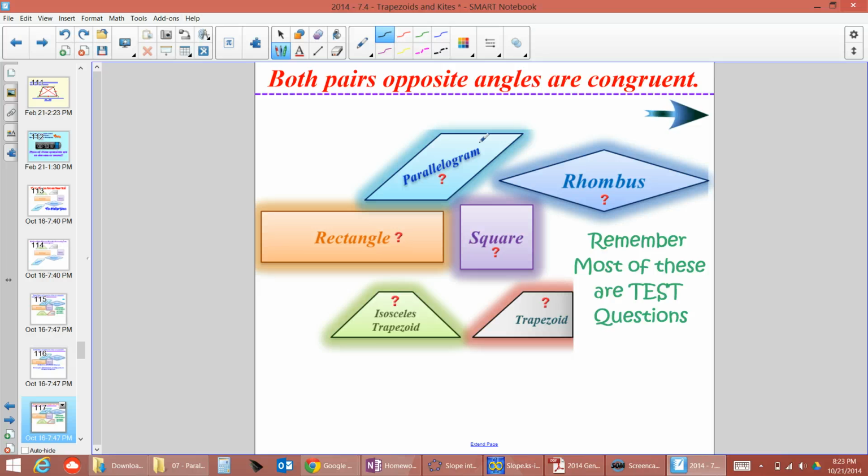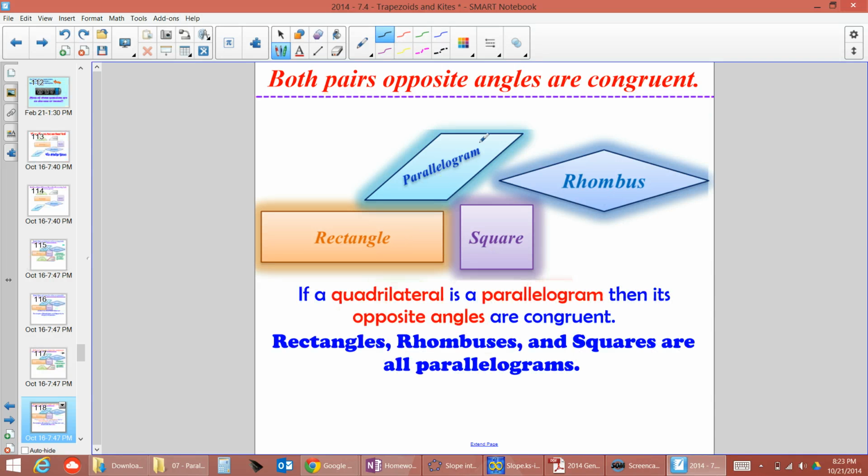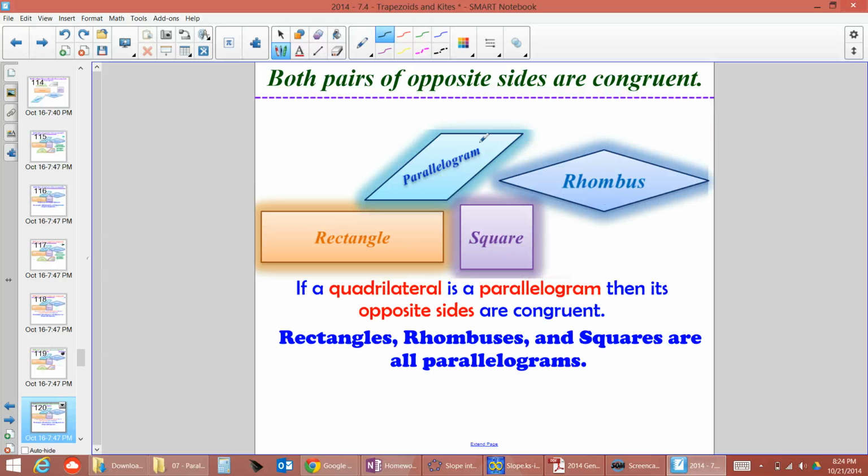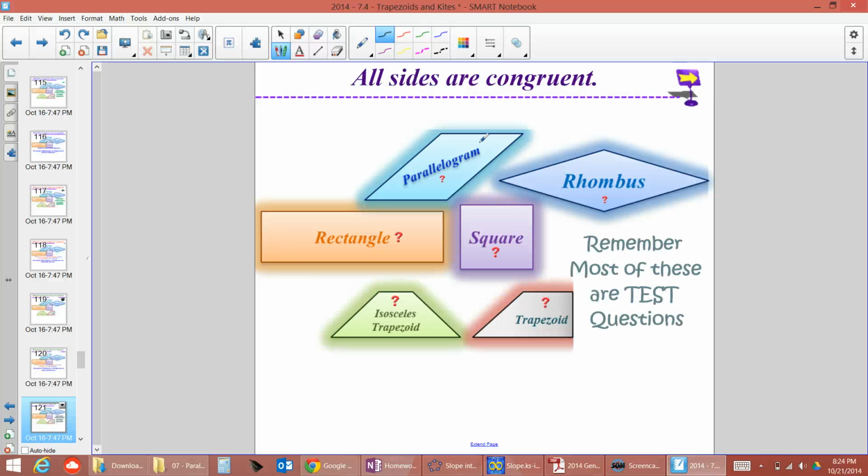So here, both pairs of opposite sides are congruent. Again, that's the definition of a parallelogram. So all 4 of those apply. Both pairs of opposite sides are congruent. Now, that's also a definition of a parallelogram. So we can circle all 4 of those, or we can include all 4 of those.